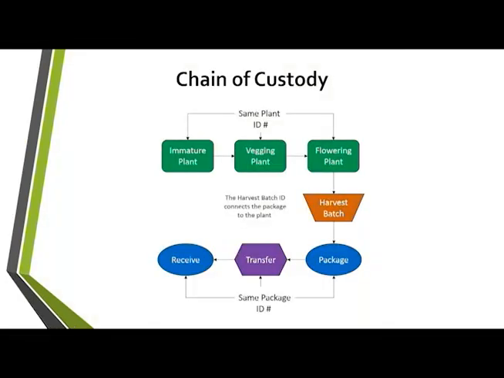So, what I was just discussing starts with the immature plant batch, which will not have a tag. Once it moves to vegetating, it'll get a plant ID number, that tag number, a unique identifier. That will stay with it from veg to flowering and into the harvest batch. Once it meets the harvest batch, we'll have a harvest batch ID, which will be generated by you all to connect the packages to the plant.